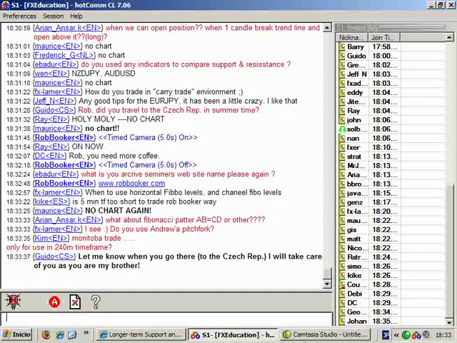All right, let's go ahead and look at the Australian dollar, U.S. dollar. I don't have a chart up yet, but I'll tell you when I'm supposed to have one, and then you can tell me if we've got one.